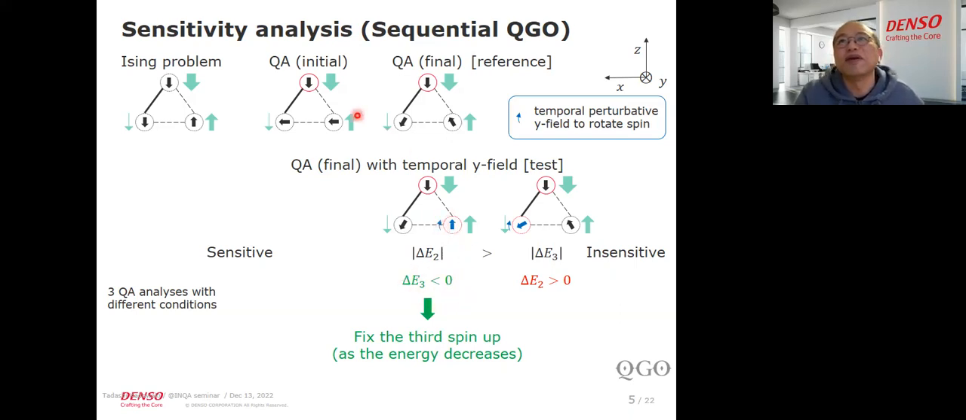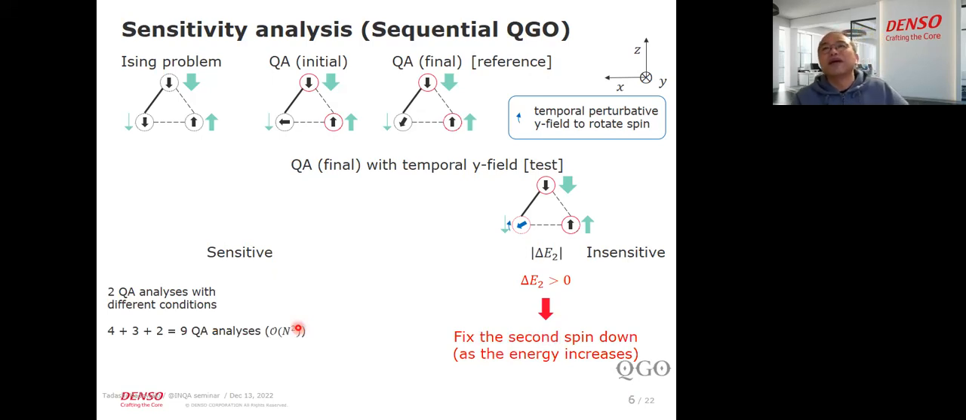And two spins next we fix. And also we have three additional QA analyses. And finally, we already fixed two spins, and we have one reference state and one test state. And energy increases, so we fix the second spin down. And in total, we have nine QA runs. So it may take time, but this is a sensitivity analysis.